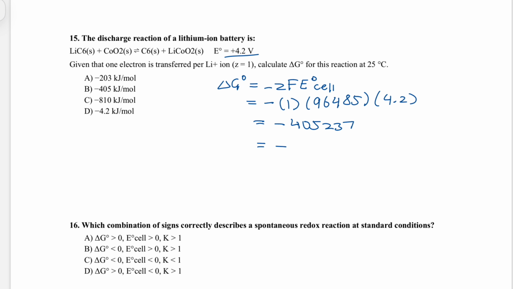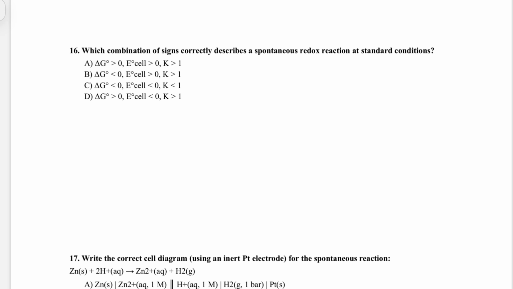And then this will be negative 405 kilojoules per mole. Okay, 16. Which combination of signs correctly describes a spontaneous redox reaction at standard conditions?